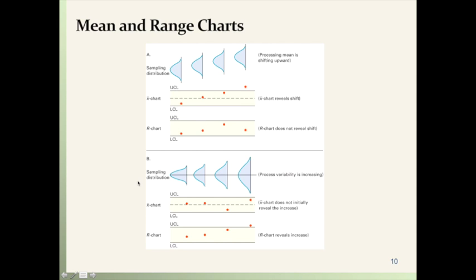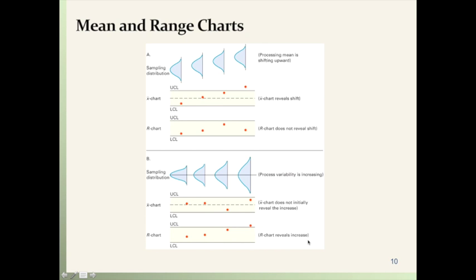So now let's go to another one, which shows the sampling distribution here. The distribution is getting wider and wider. So here, the X bar does not show this because it still says it's okay. But the R chart, you see that as you're going along, the R chart here suddenly goes out.